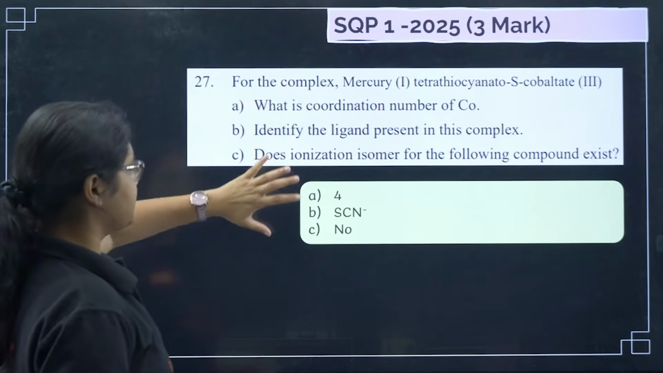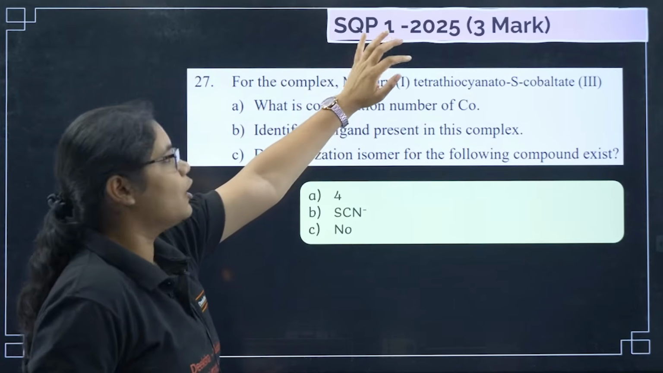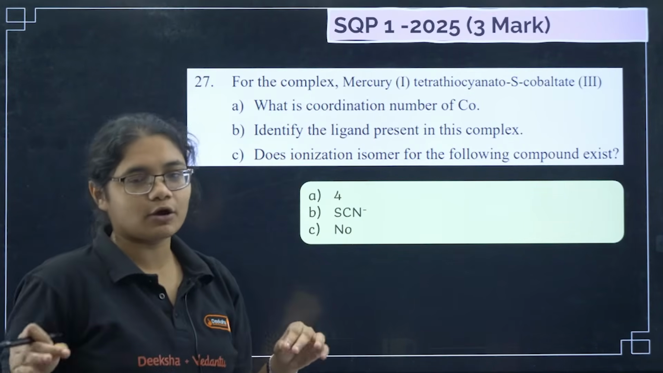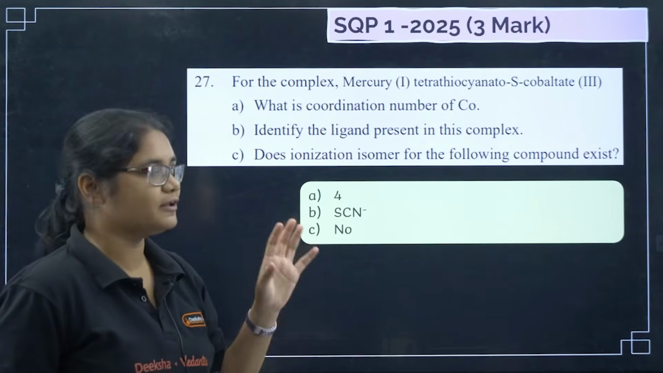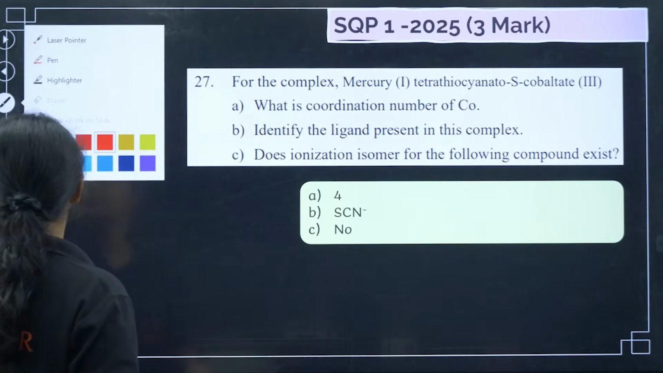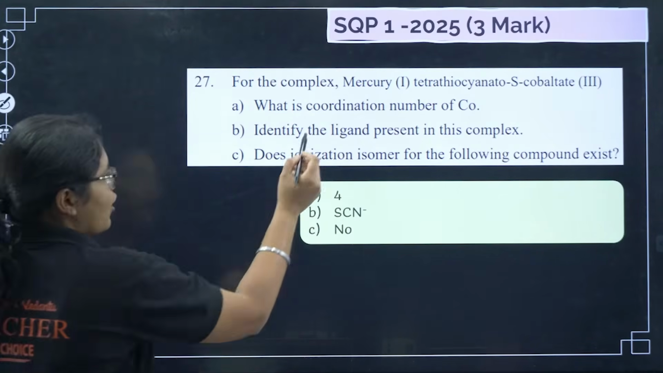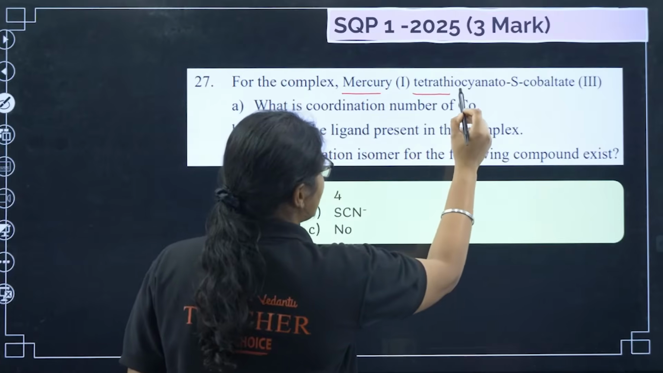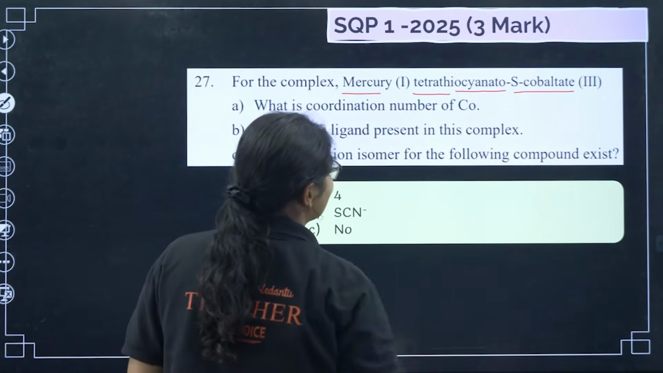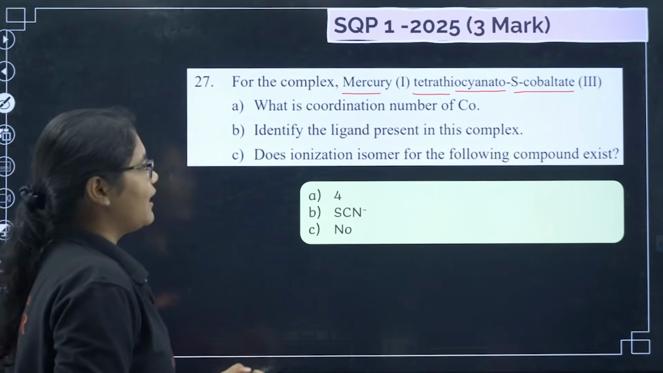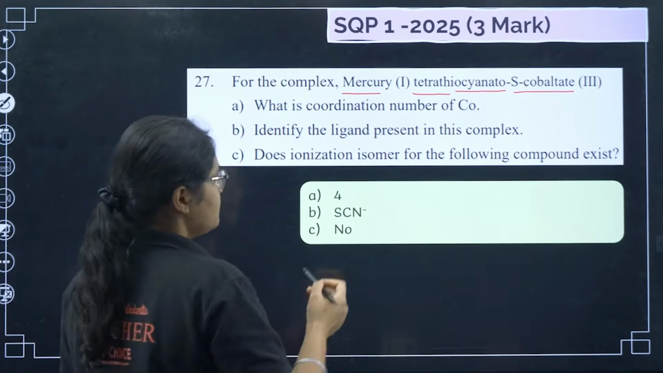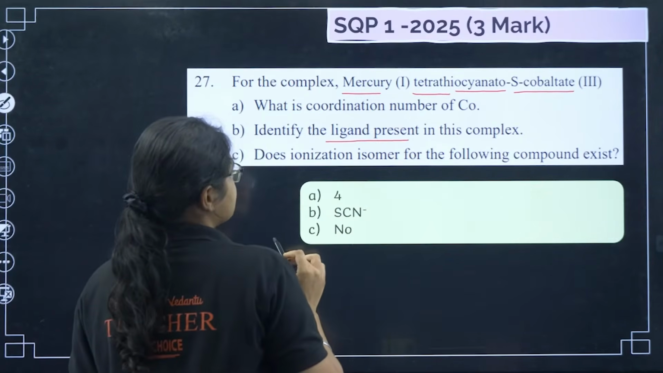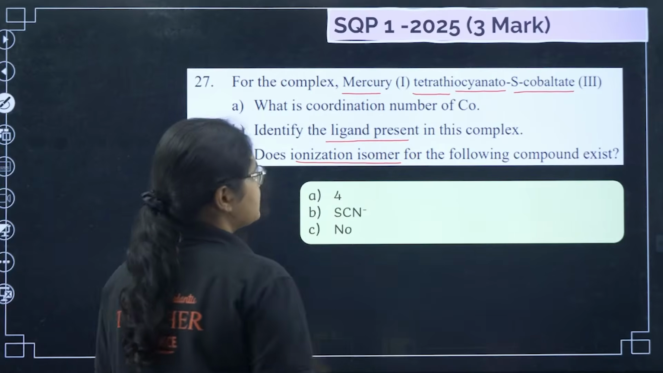So this is the question paper, sample paper 1 of 2025, and there was no 2 marker question in this paper for this chapter. There was a 3 marker question. The question goes like this: for the complex mercury tetrathiocyanato-S-cobaltate(III), find the following.